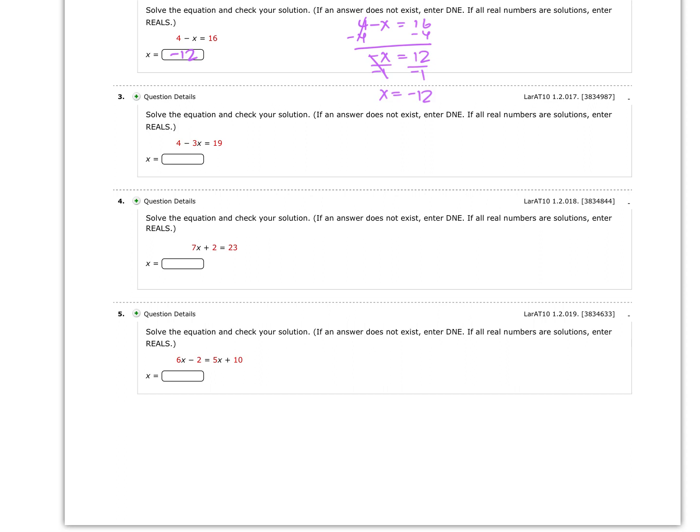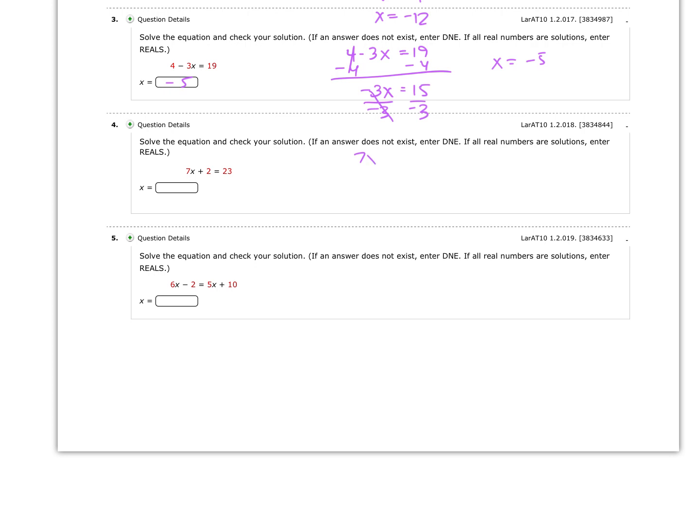In number 3, this is a two-step equation, because notice that you have a constant over here, and you have a number being multiplied to the x. So whatever's being multiplied to the variable is what you're going to do last, which is your multiplication or your division. So you're going to do your addition and subtraction first. So I'm going to start by subtracting 4 from both sides. That's going to leave me with minus 3x equals 15. And now I'm going to do the opposite of multiplication, which is division. So I'll divide both sides by negative 3, and I'll get x is negative 5.